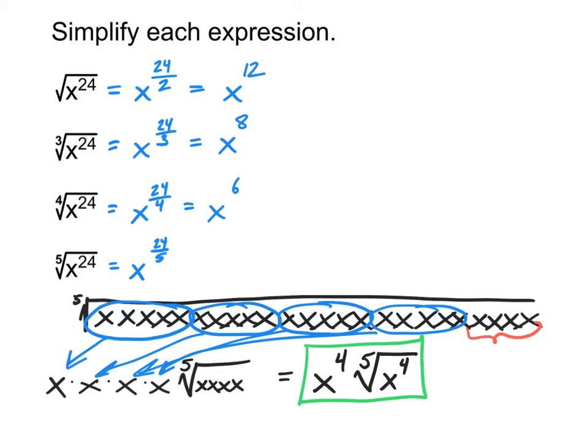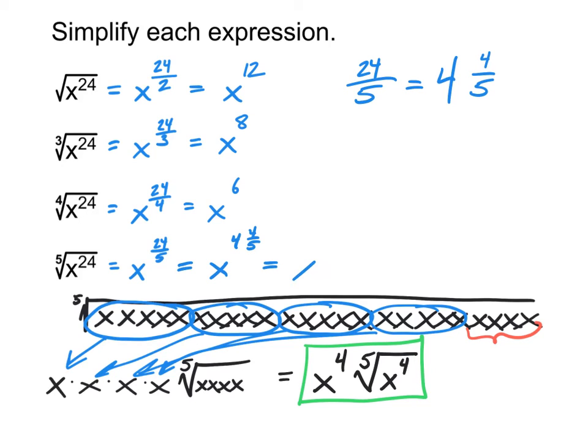Now, how could we get there quicker without having to write out 24 x's? What is 24 fifths as a mixed number? In order to answer that question, you'd say, how many times does 5 go into 24? 4. Notice, 4 x's on the outside. And what's left over after I pull out those 4 sets of 5? 4 fifths. 24 fifths as a mixed number is 4 and 4 fifths, which means this would be x to the power of 4 and 4 fifths.